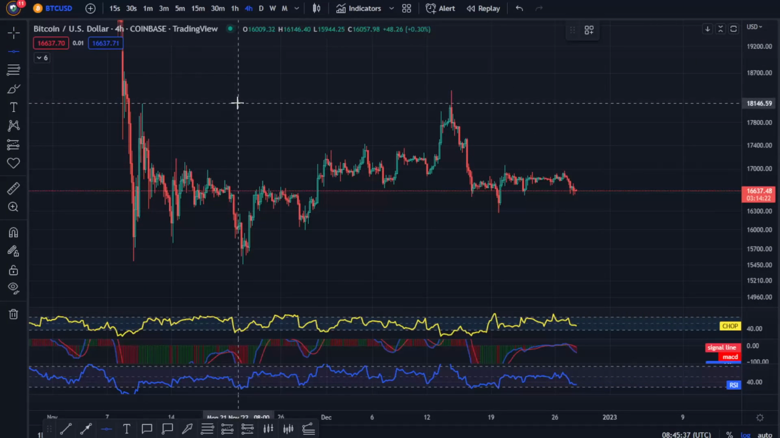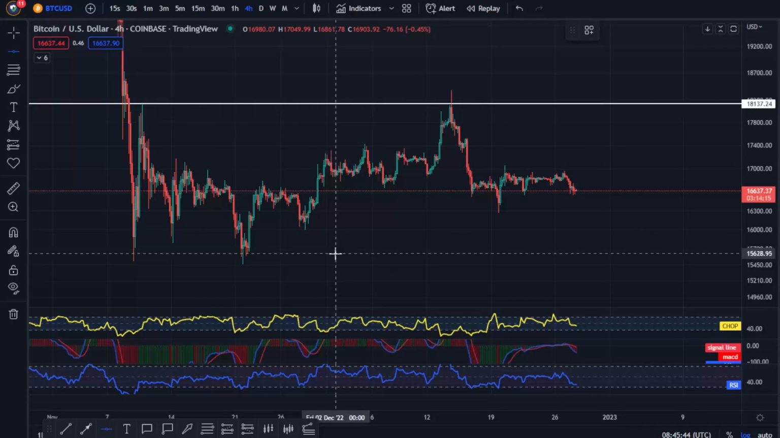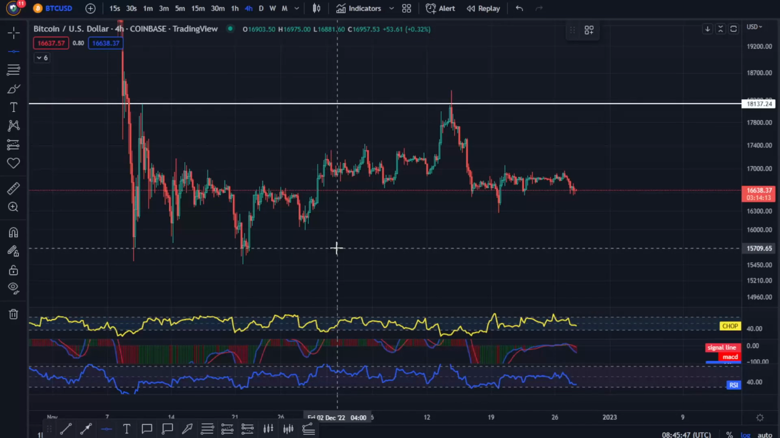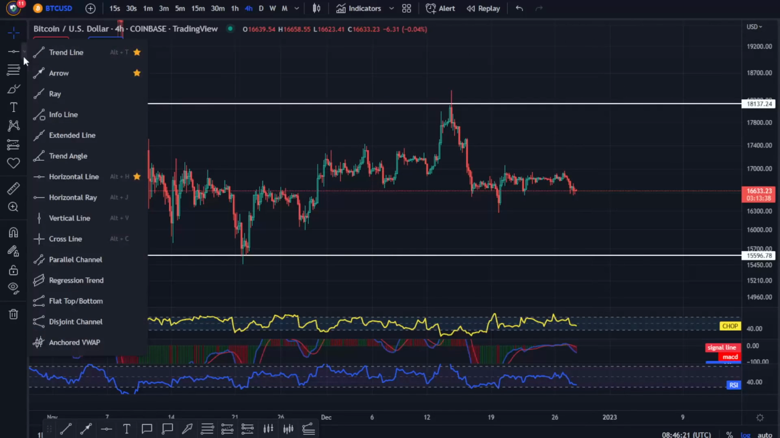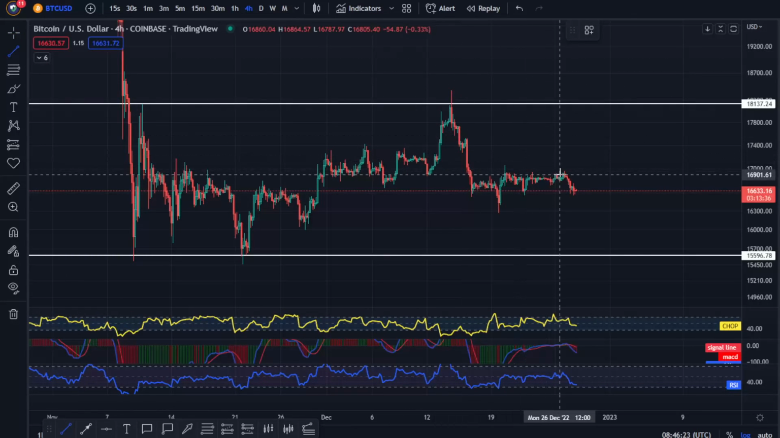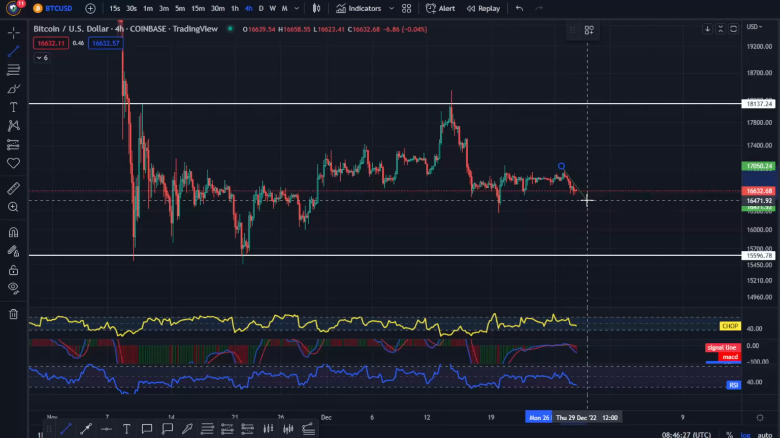Let's start by checking what's happening on the BTC to USDT chart on a 4-hour time frame. As we can see, the price has been moving in the sideways trend channel for a long time. But currently we can mark with the yellow line the local downtrend line with which the price is fighting.